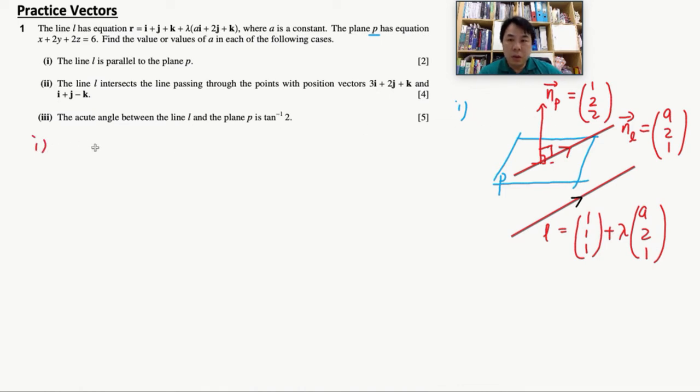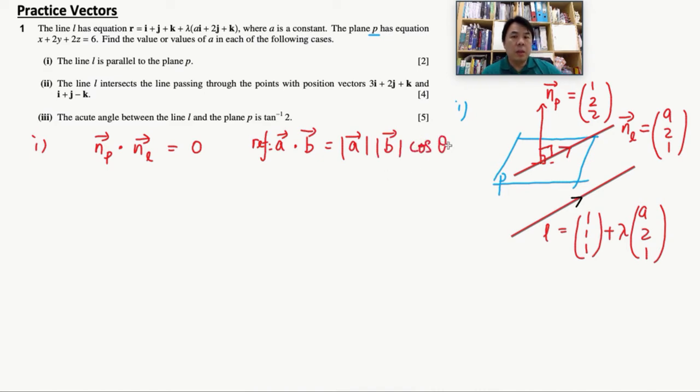Since they are 90 degrees to each other, we can conclude that the scalar product between the normal of plane P and the directional vector for line L must be equal to 0, because cosine theta is equal to 0. I'm just going to write down the formula for the scalar product one more time, for reference. A dot B gives us |A||B| cosine theta, where theta is the angle between vectors A and B. Knowing that they are 90 degrees to each other, the scalar product between these two vectors must be equal to 0. All we need to do is substitute this in here.